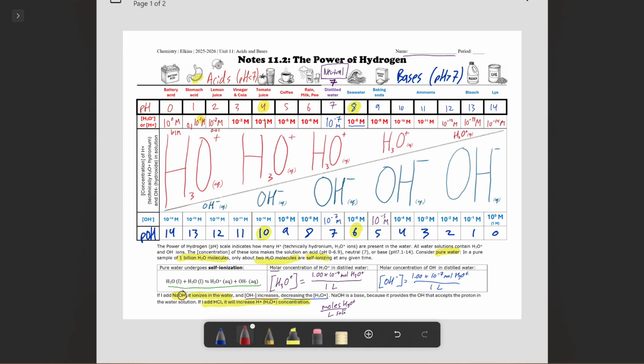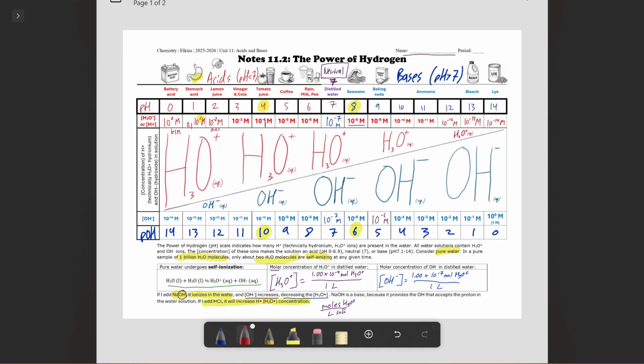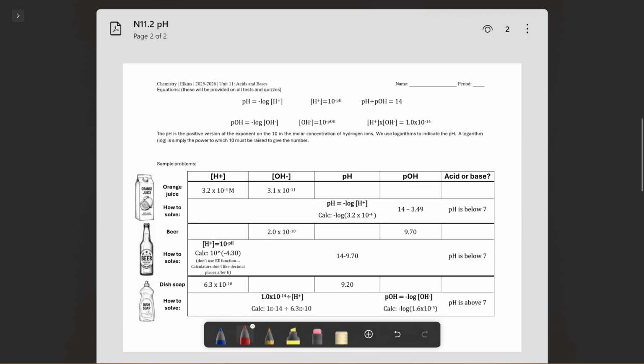All right, we'll pause. If you have any questions, you can ask those now, or if you need to go back. All right, let's move to the back page.